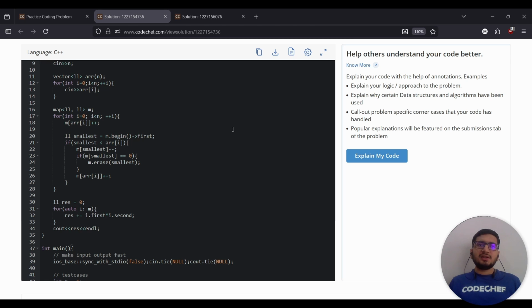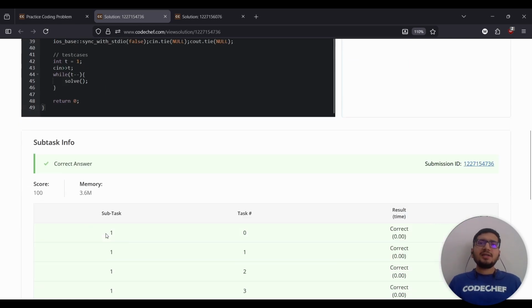So when we get the first element, we add it into our map. Now once this is added, we find out what is the smallest element in our map. We do this with m.begin and we get the first to find out the amount. Now if the smallest is less than what we have sold, then we'll remove the smallest from our map and push in the current element. We'll keep on doing this, and at the end, in our map, only the elements will remain that give us the maximum profit. So we sum them up and print it. And as you can see, I have AC in my C++ implementation.